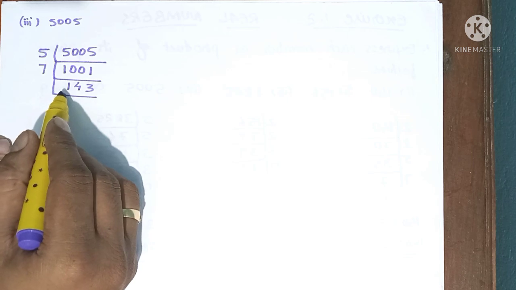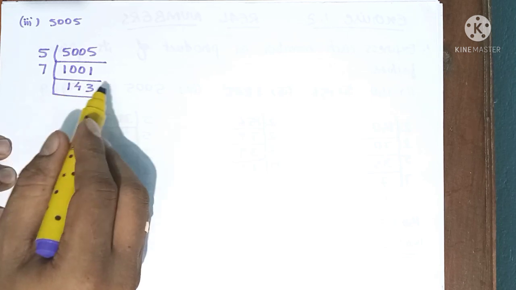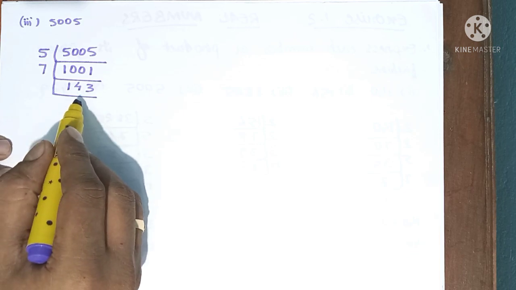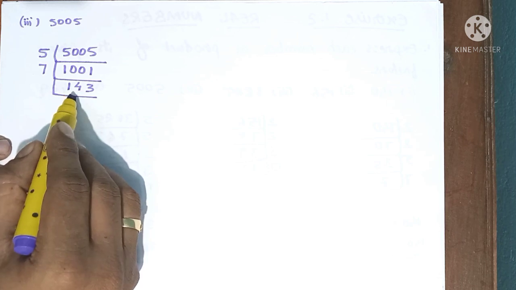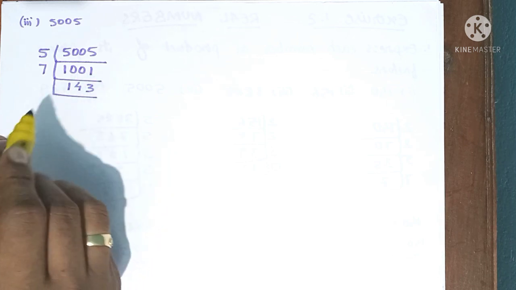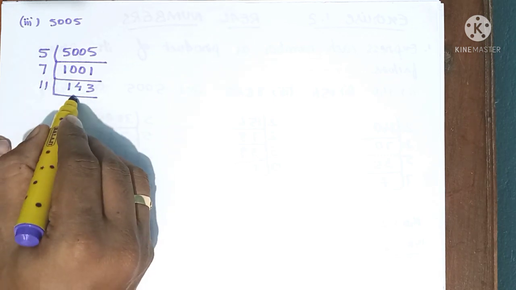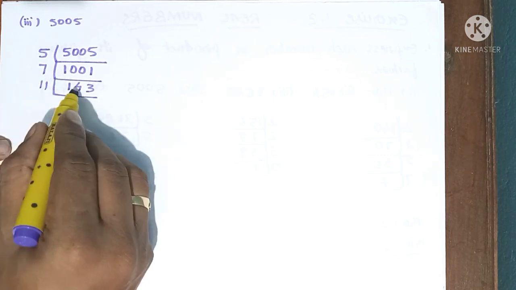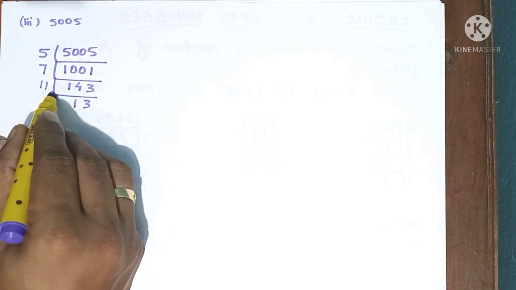5 is also not possible. 7: 7 into 2 is 14, remaining 3. So 7 is also not possible. Next one is 11. 1 into 11 is 11, remaining 3 in 33. 3 11s are 33. So 11 is the next prime number we can use. So 1 into 11 is 11, remaining is 3 in 33. 3 into 11 is 33.